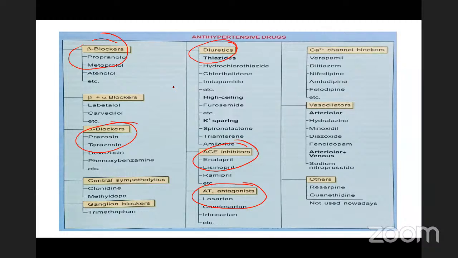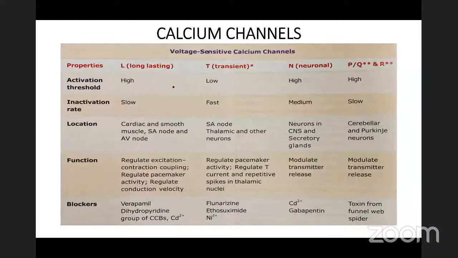First we'll discuss the calcium channel blockers. Before going to the direct calcium channel blockers, I want you to know what the types of calcium channel are. The voltage sensitive or voltage regulated calcium channels are divided into three or four types: L type, T type, and neuronal type, with later additions. Mainly the three types L, T, and N. L stands for long lasting, T for transient, and N for neuronal.